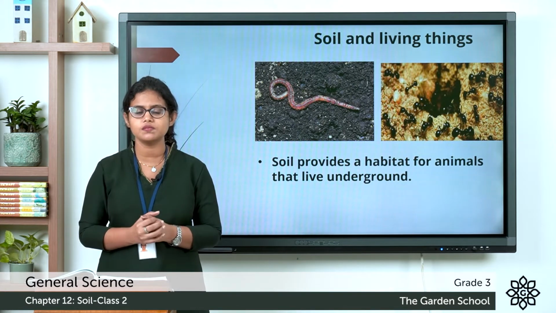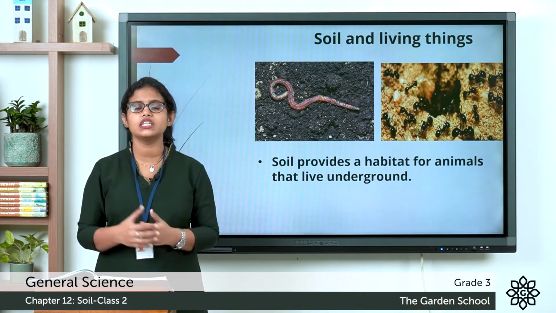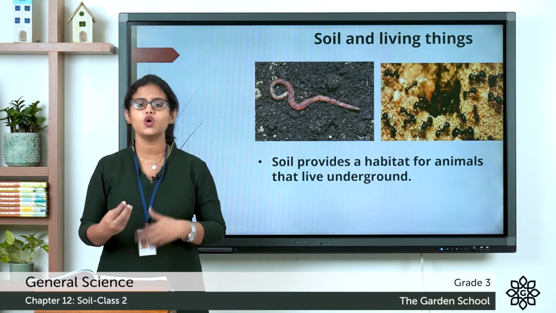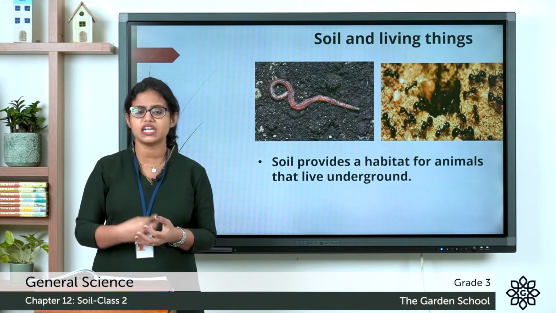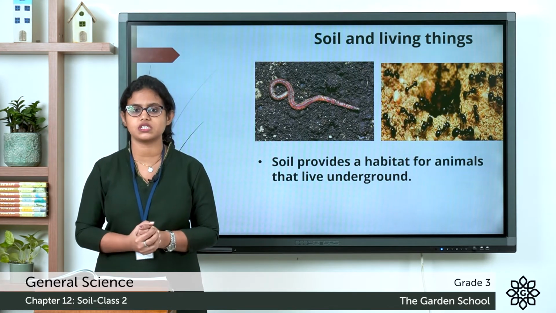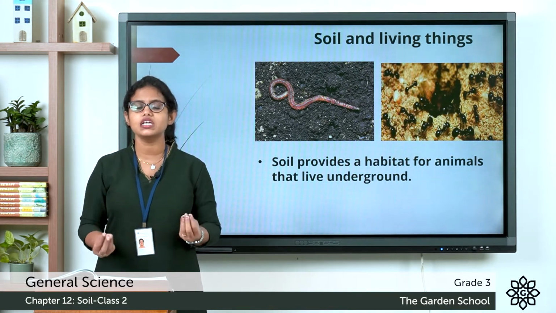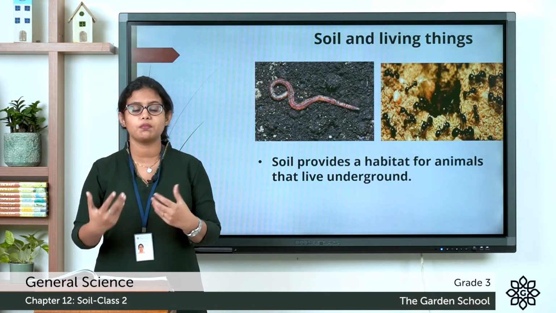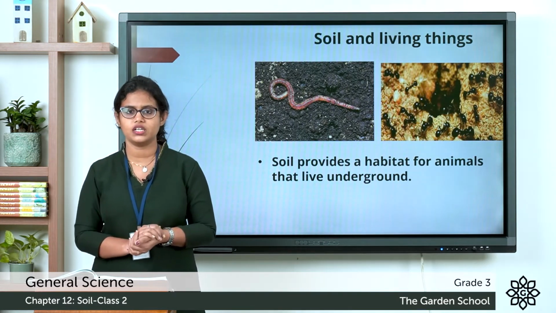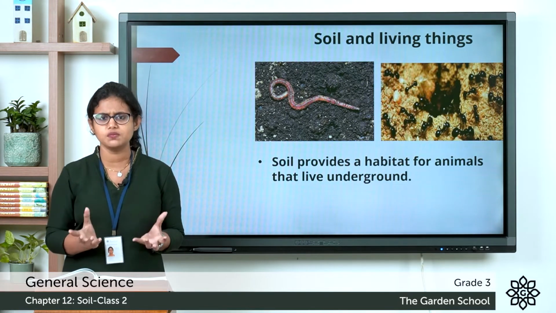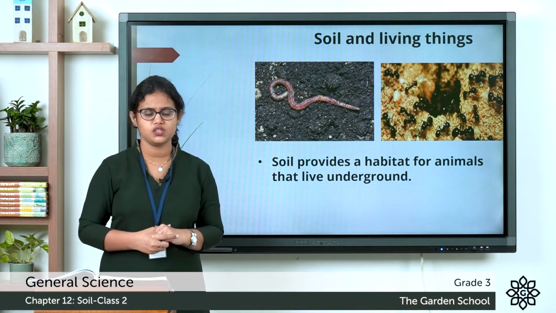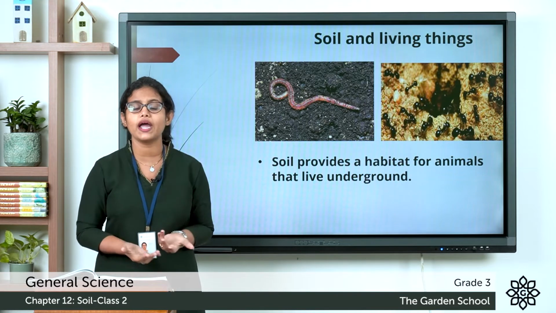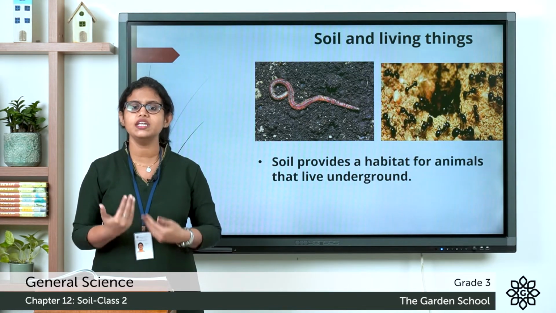These organisms break down the remains of plants and animals into simpler substances. And these substances make the soil fertile. And plants grow in fertile soil. These organisms are very small, so they are not visible. So this is how soil is important to living organisms. It provides habitat for many animals.